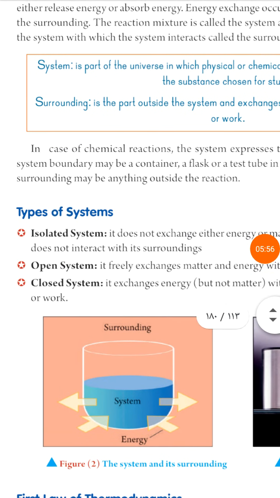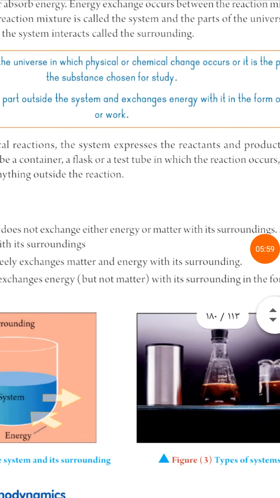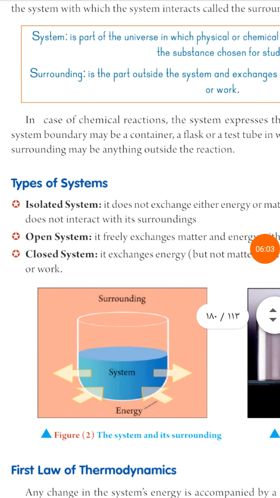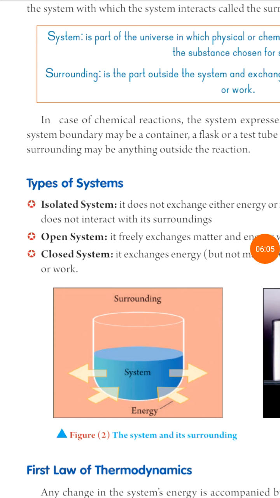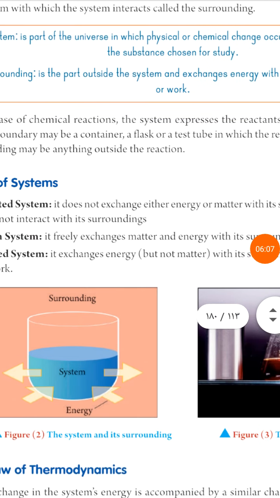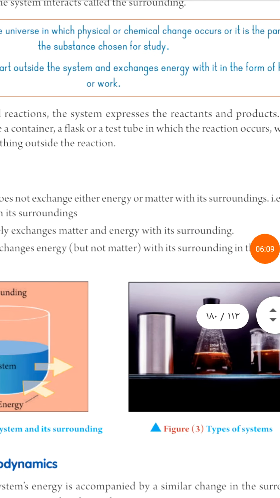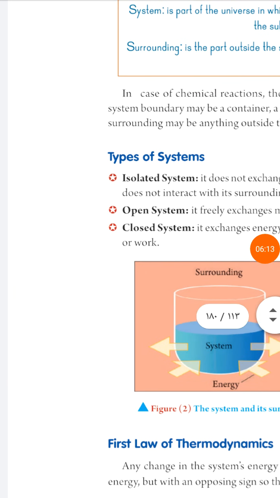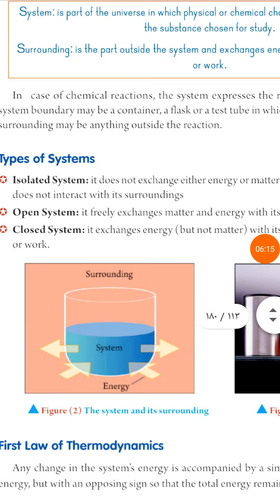So in the case of chemical reactions, as we said, the system expresses the reactants and the products. The system boundary may be a container, flask, or test tube in which the reaction occurs, while the surroundings may be anything outside this reaction.